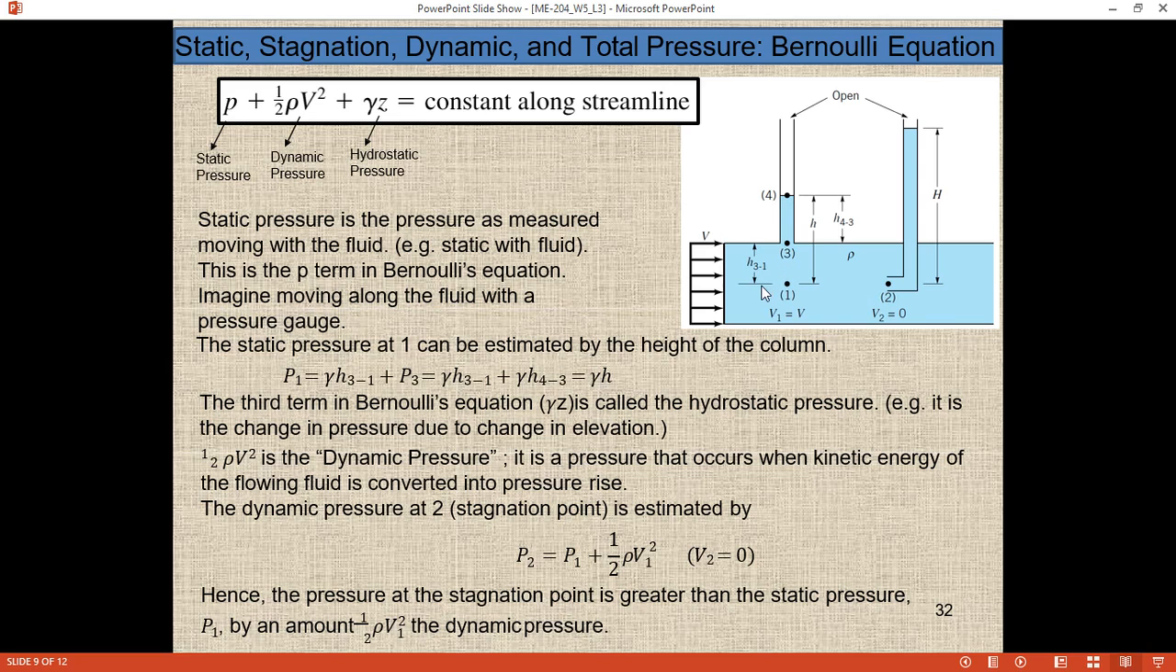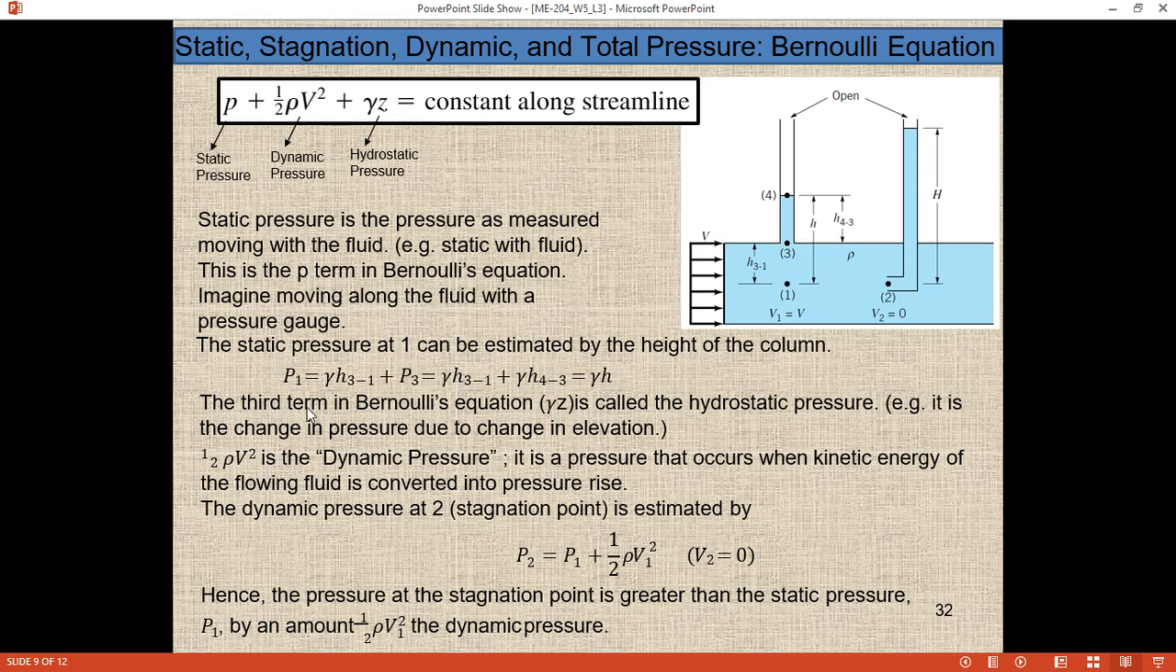So this is from the center point, this is h3 to 1. So this is gamma, the weight density of the fluid, times h3-1, plus the pressure at point 3. The pressure at point 3 is equal to gamma times h4 to 3. So this is the total height times weight density. The weight density is common and the total height is h. So the total static pressure will be equal to gamma times h. So this is the way we measure the static pressure.